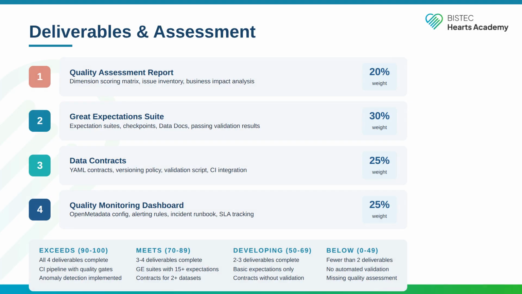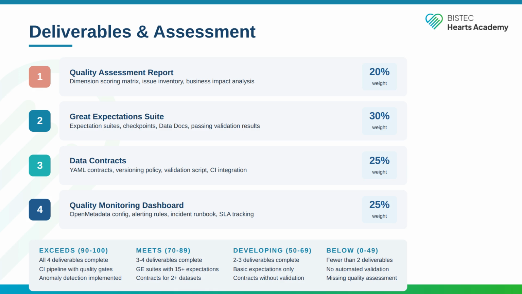Let's review what you need to submit and how it will be evaluated. 4 deliverables, each weighted. The quality assessment report is worth 20%. This is your foundation. The Great Expectations suite is worth 30%. This is the largest piece because automated validation is the highest value outcome. Data contracts are worth 25%. The contracts plus the validation script and CI integration. The quality monitoring dashboard is worth 25%. OpenMetadata configuration, alerting rules, and the incident runbook.